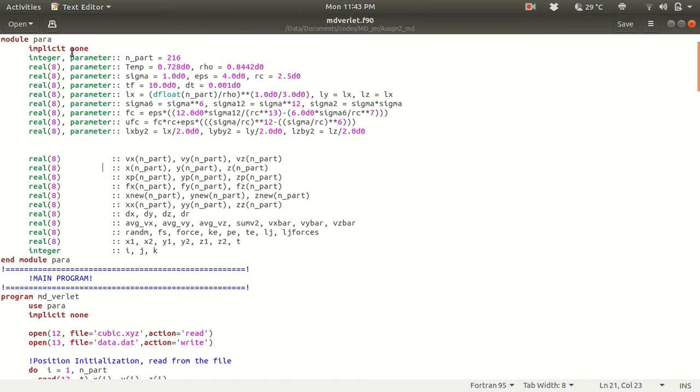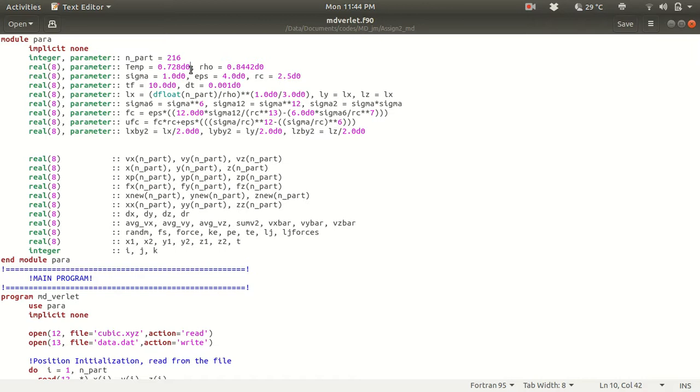First is npart, which is basically the number of particles in my system, and temp is the desired temperature. Here I am doing the NVE simulation. What is the meaning of NVE simulation? It means that your energy is constant, the number of particles is constant, and the volume is fixed. Here I am not using any type of thermostat. Later I will discuss how to modify this code and use a thermostat to do the NVT simulation. Right now I will be doing the NVE simulation.